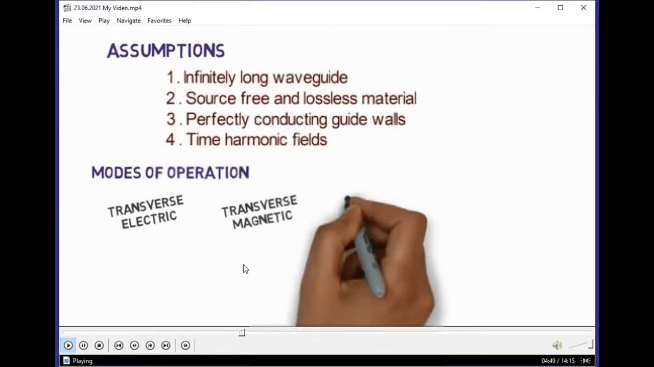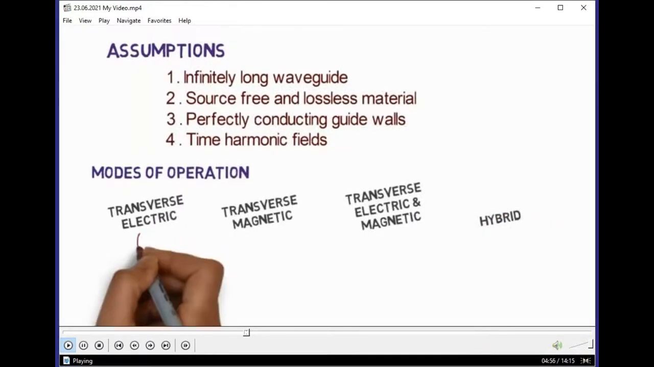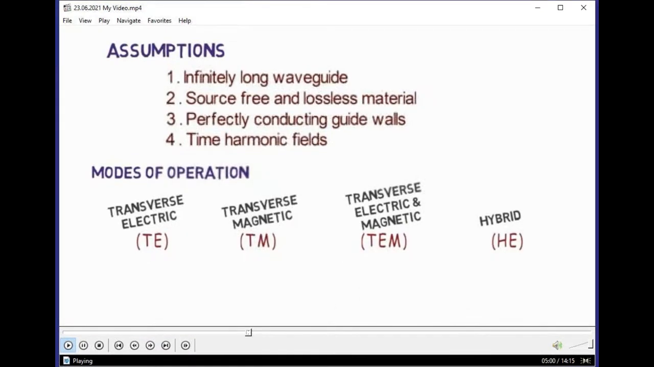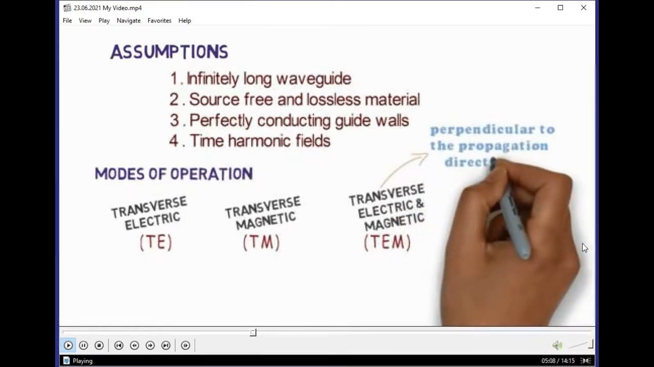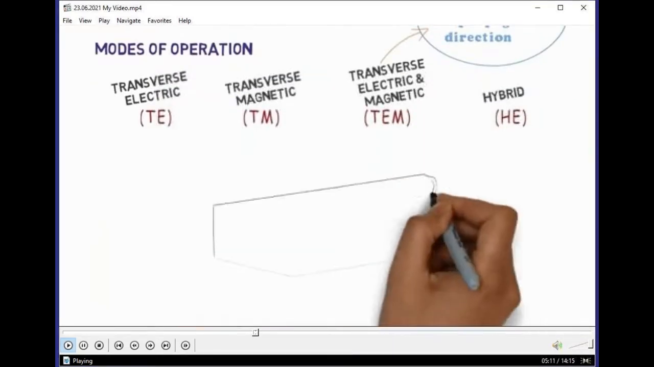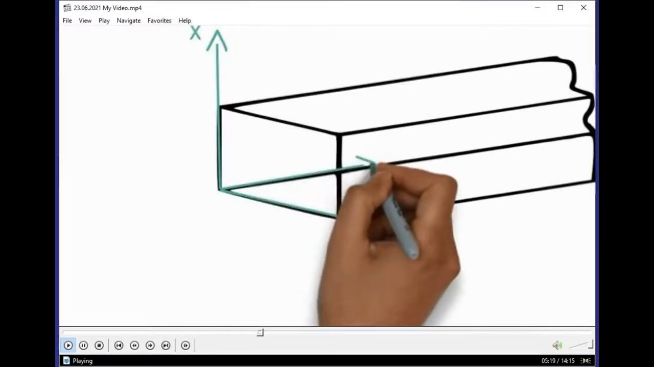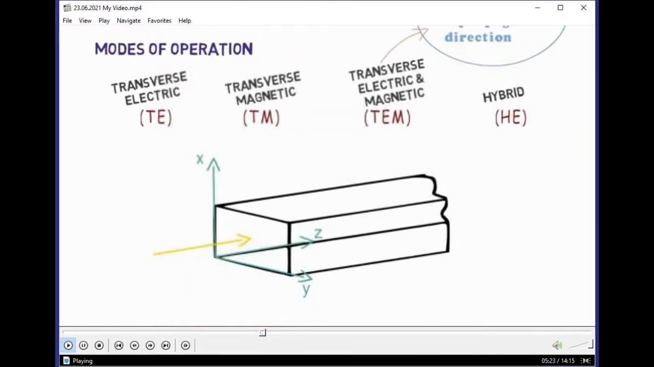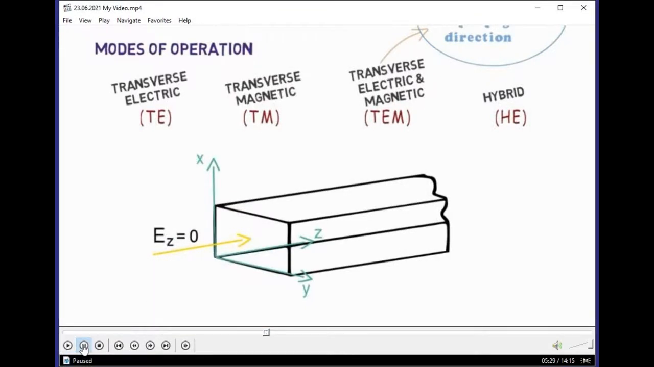So please go through what TE, TM and TEM are. It is a very important one. In the case of transverse electric mode, we have to consider E in the Z direction as zero. Z indicates the Z direction, and we only have to consider the X and Y coordinates.